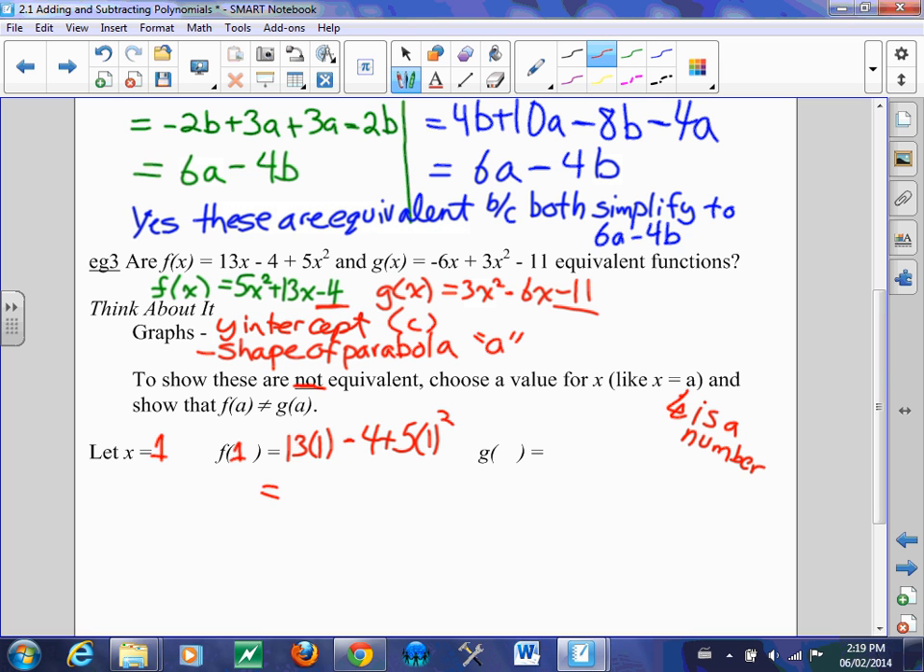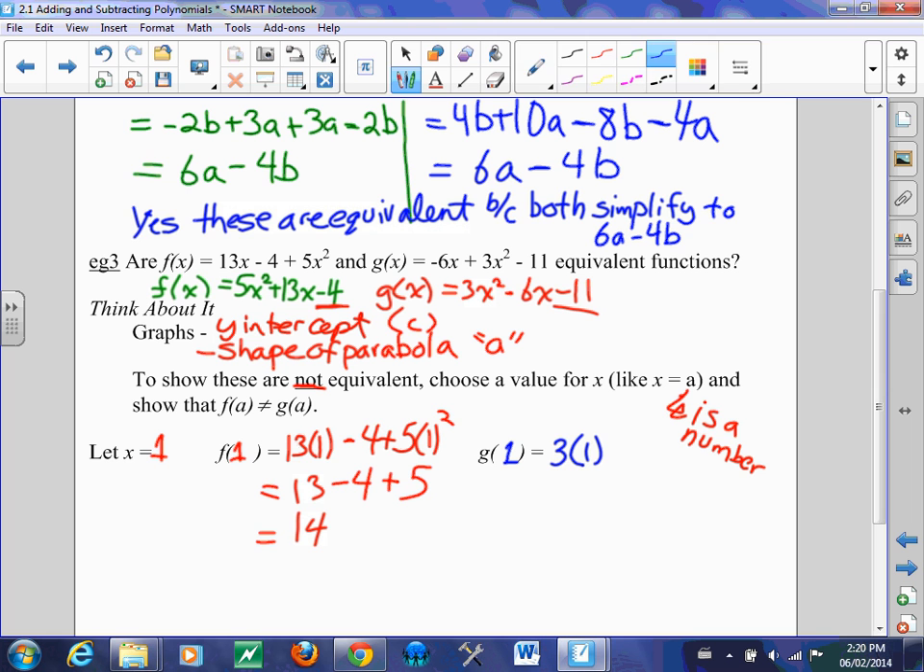Okay, so simplify that. 13 times 1 is 13 minus 4 and plus 5. Okay, so what do we get there? We plug that in our calculator. We get 14. Let's try it for the g at x. Okay, so for g at x, we're going to replace wherever we see an x, we're going to put a 1. So g at 1. So subbing that in, it's going to be 3 times 1.